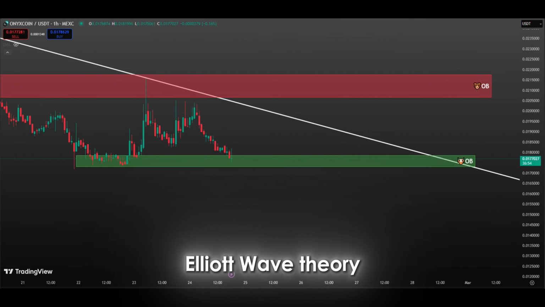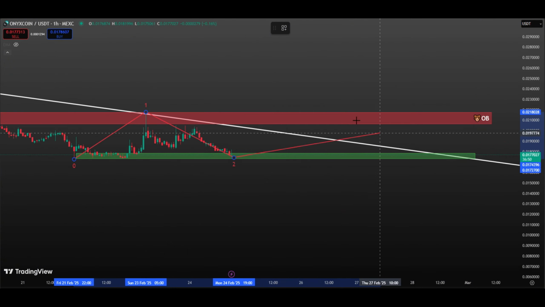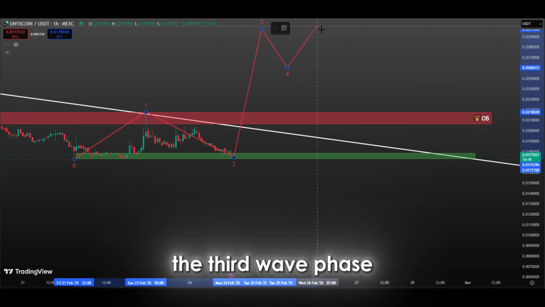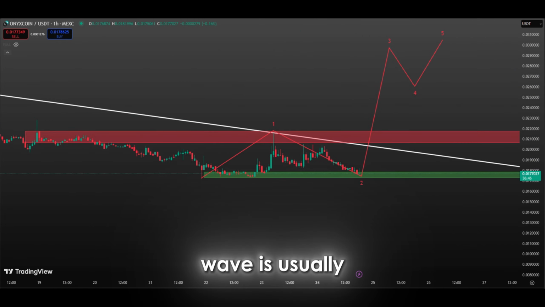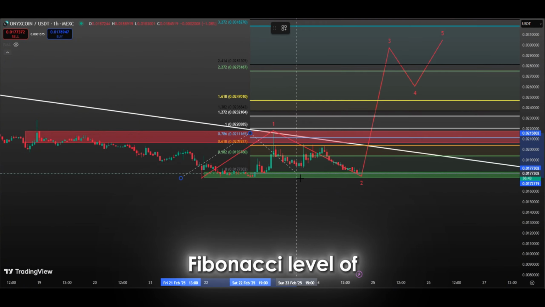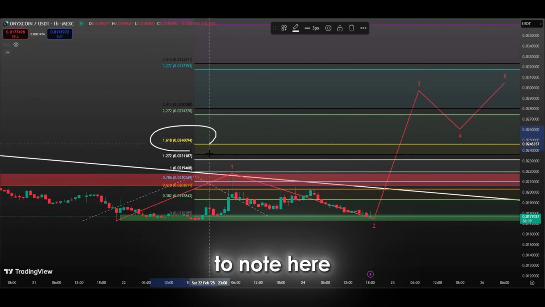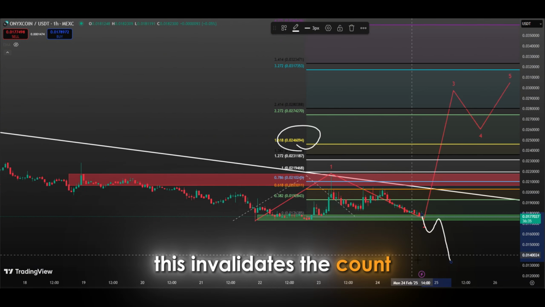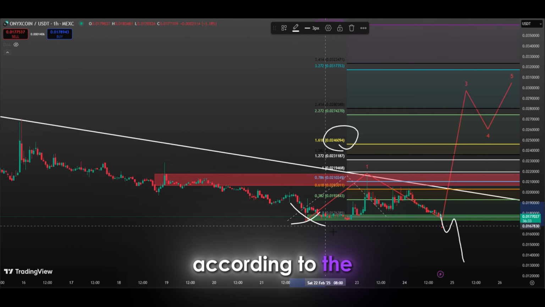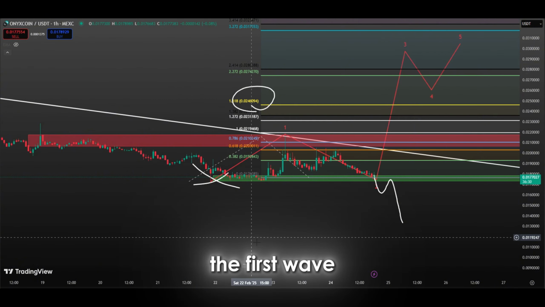According to the Elliott wave theory, we are currently seeing the completion of the first and second waves in the market. Now the market is moving into the third wave phase. Technically, the third wave is usually one of the strongest and longest waves and should extend to a minimum Fibonacci level of 1.618. However, there is a critical point to note here. If the price falls below the starting point of the Elliott wave, this invalidates the count. According to the Elliott wave principle, the second wave cannot go below the starting level of the first wave. If this rule is broken, the Elliott count will be canceled.